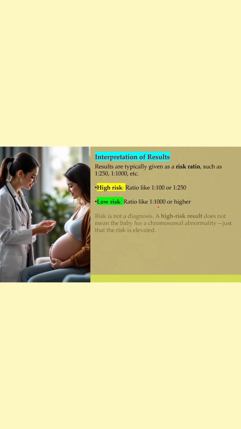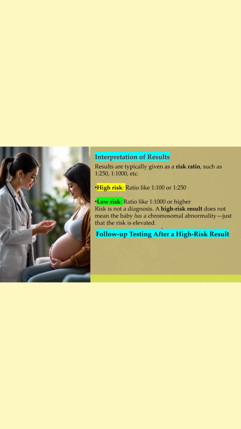Okay. So if it is a positive screening test or a high risk test, it does not mean that it is a diagnosis for any chromosomal abnormality. It just means that the risk is elevated. So once we get a high risk result, we have to go for follow-up testing, and follow-up testing includes chorionic villus sampling, amniocentesis, or non-invasive prenatal testing, or the NIPT.